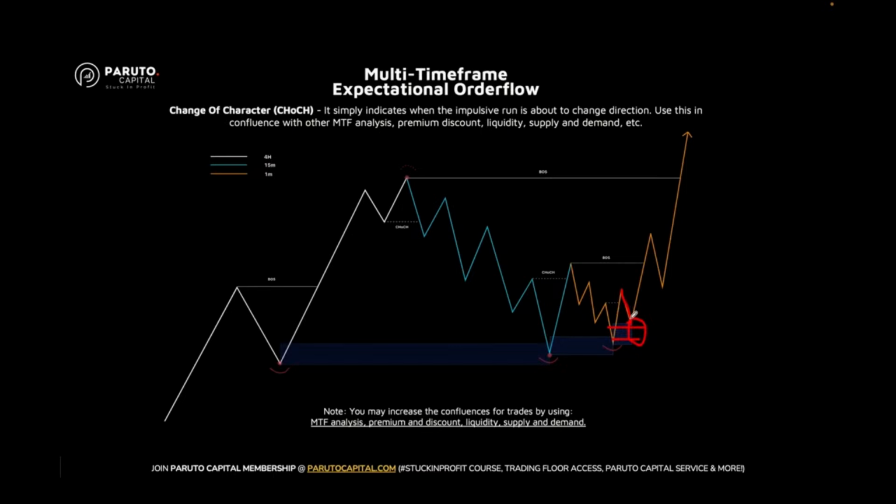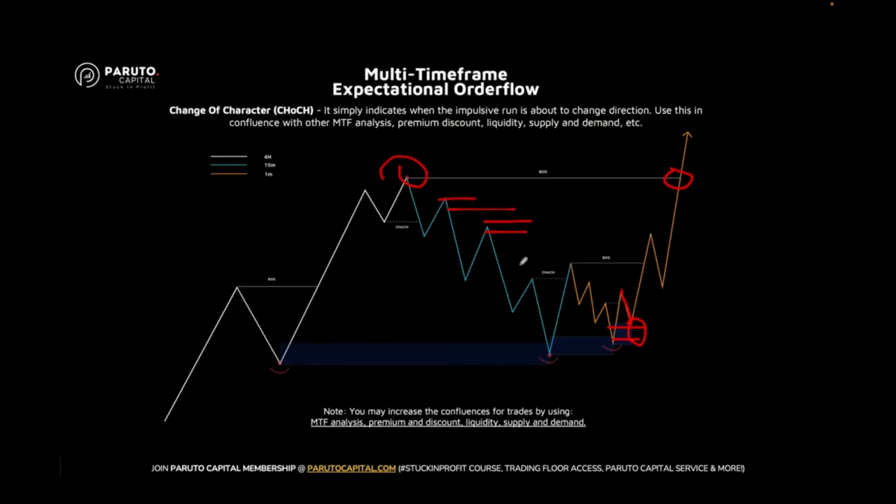Then we take that trade and we target, at minimum, maybe a 15 minutes supply zone, or we can even target the 15 minute, or rather the 4 hour, previous high, and then hopefully we take it out. That is how you trade this.